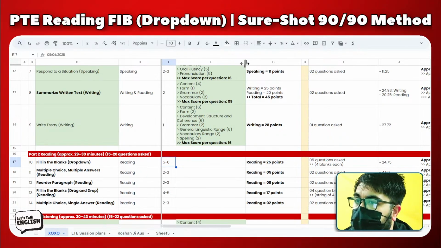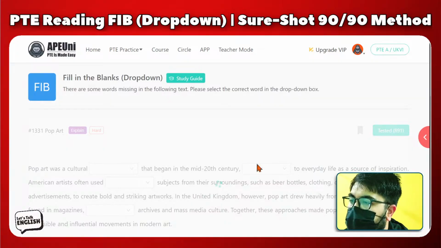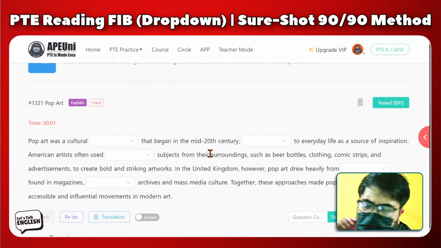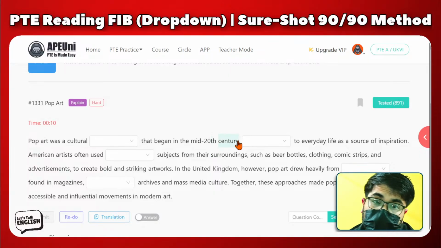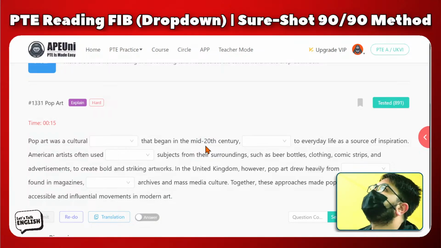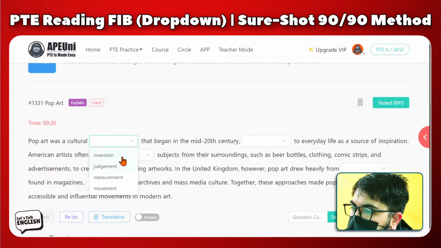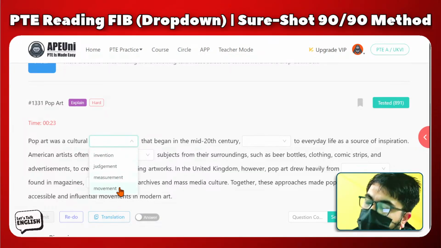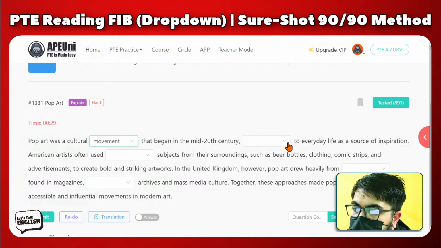Okay, so let's now move to the next question, that is about pop art. Should be interesting to read and understand. Pop art was a cultural something that began what, revolution? In the, I'm still not opening the drop downs because I am supposed to read the full sentence. In the mid 20th century, mid 20th means around 1950, to everyday life as a source of inspiration. Invention, no. Judgment, no. The closest synonym to revolution is movement. Okay. To everyday life as a source of inspiration.